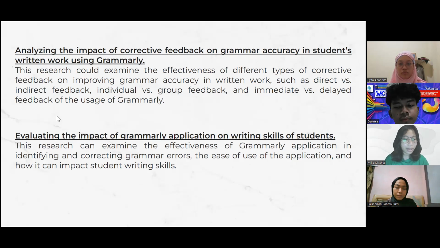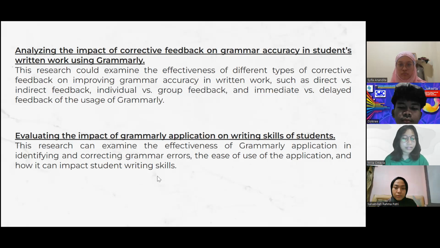And then the next one, we have evaluating the impact of Grammarly application on writing skills of students. By the way, the students here, we could adjust to a specific group of students. For example, I would like to evaluate writing skills using the Grammarly application for students in a lab school. So I could change this term of students into lab school, junior high school, and so on and so forth.